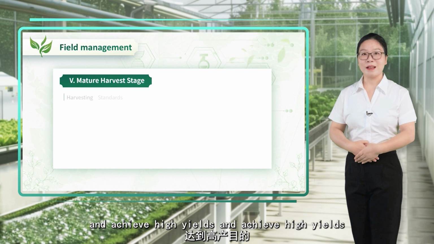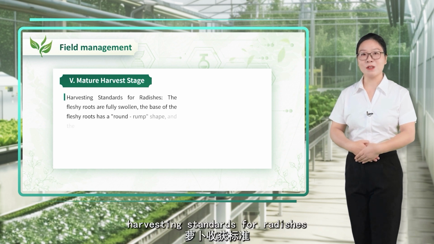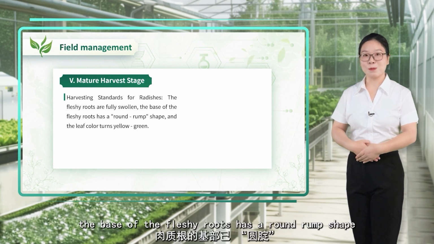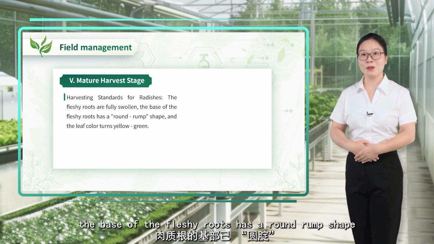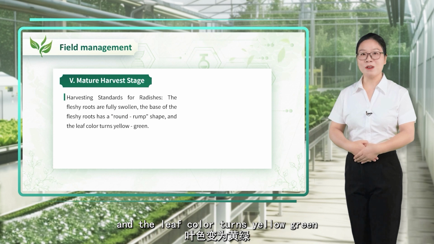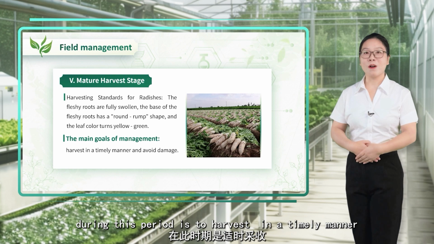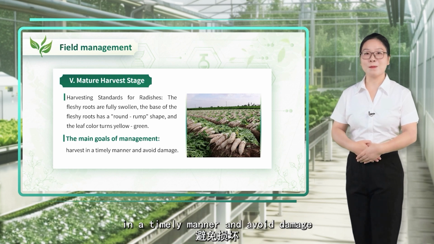Mature harvest stage. Harvesting standards for radishes. The fleshy roots are fully swollen. The base of the fleshy roots has a round, rump shape, and the leaf color turns yellow-green. The main goal of management during this period is to harvest in a timely manner and avoid damage.